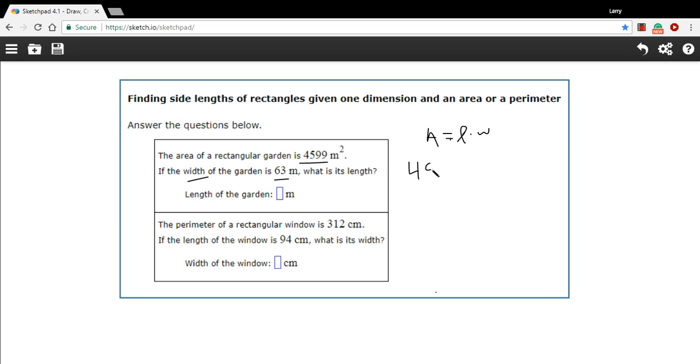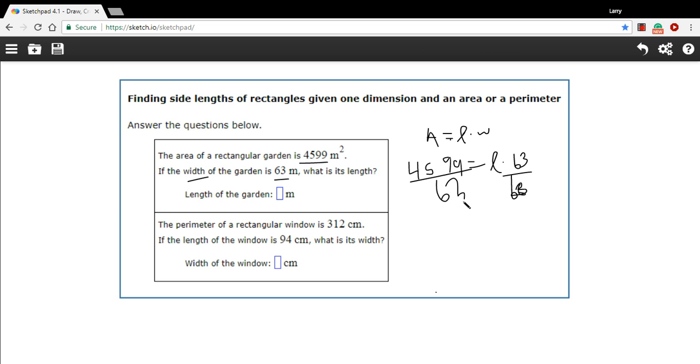The area is 4,599. The length we don't know. We're going to try to find that. And the width is 63. Now, to get the length, all I need to do is solve this equation for L. And to do that, I just need to divide both sides by, not 66, by 63.